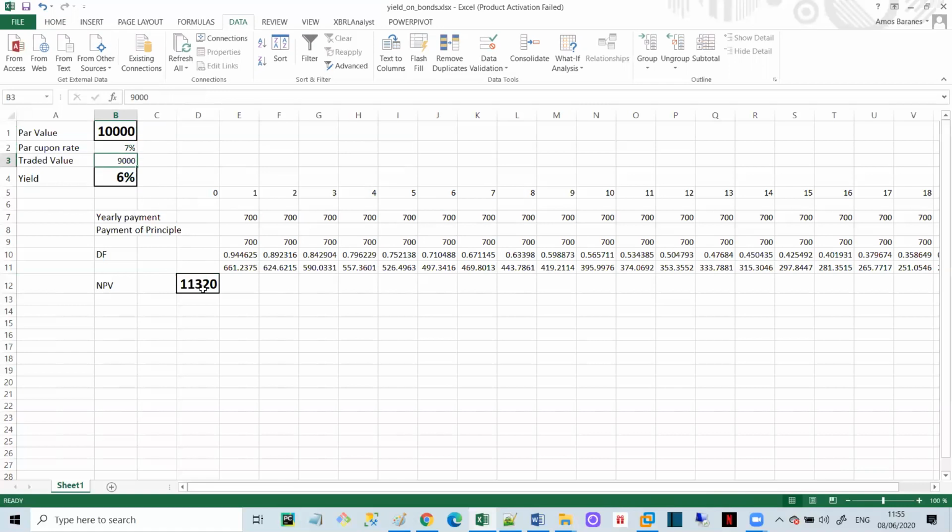But I know it's being traded for 9,000, so that one must be higher than 7. But how do I find it exactly? You can't really solve it analytically. You have to use kind of a simulator, and that's what the one in Excel does.